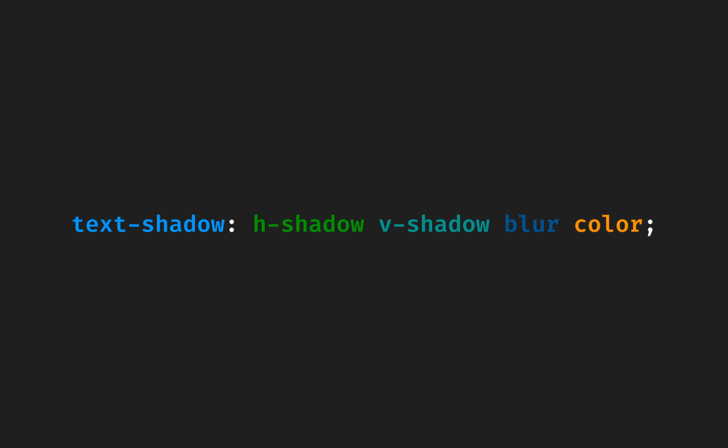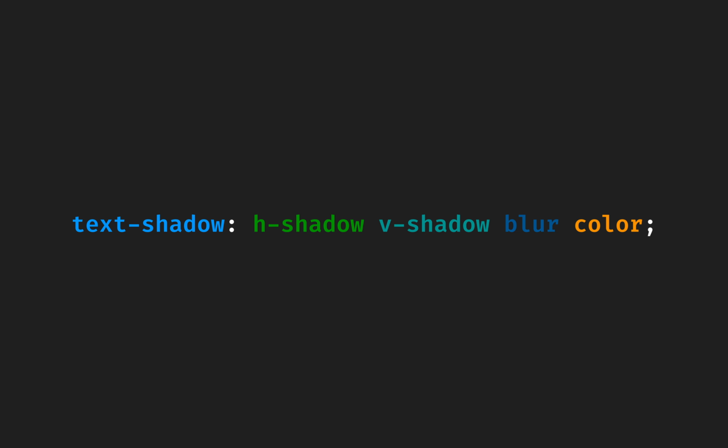v-shadow is the vertical offset of the shadow. This is the distance the shadow is moved vertically from the original text. A positive value will move the shadow down, while a negative value will move it up.